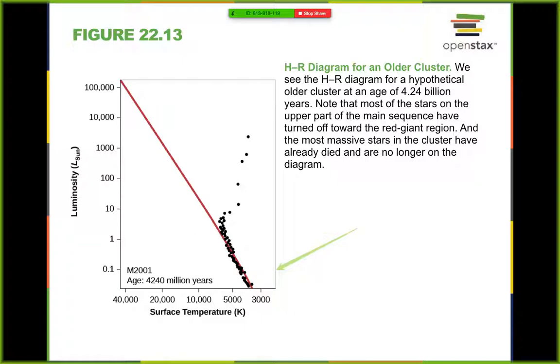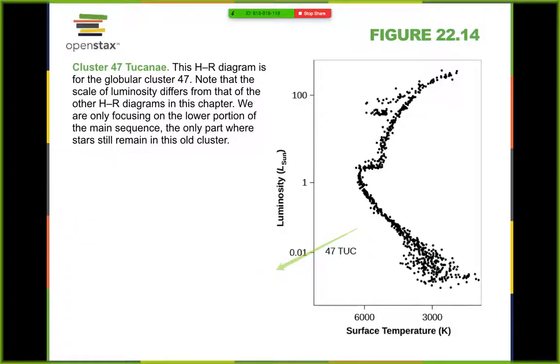So looking at this HR diagram, we can tell this cluster is 4.24 billion years old because the stars that are on the verge of leaving the main sequence, at the turning off point, are stars that typically evolve as main sequence for 4.24 billion years. And in another HR diagram, we have the turn off point at about luminosity 1.